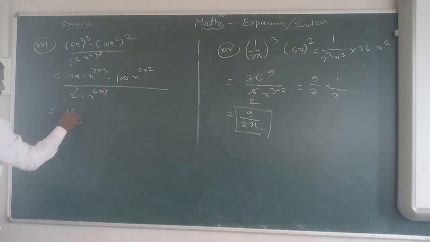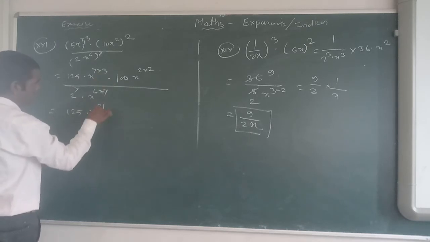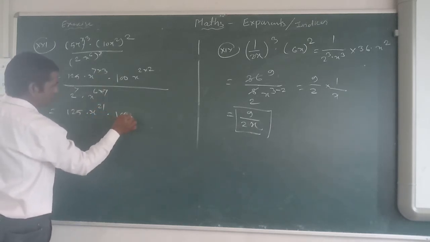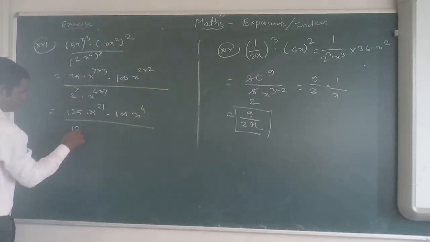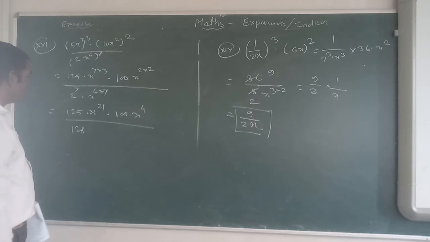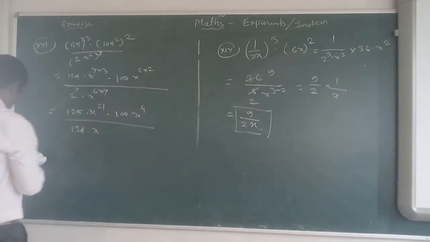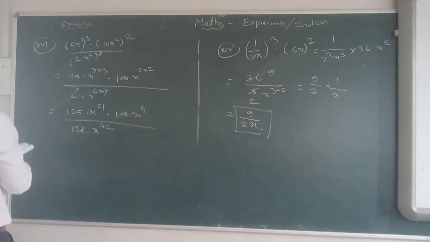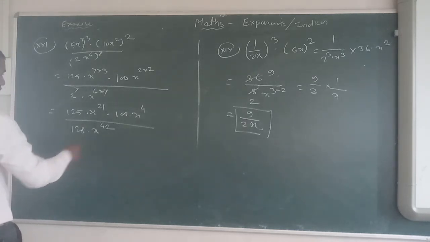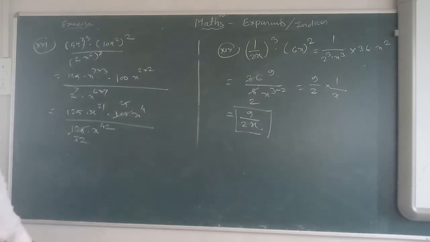Next is 125 into x raised to 7 times 3, which is 21, into 100 into x raised to 4, upon 2 raised to 7, which is 128, into x raised to 6 times 7, which is 42. So now what you can do? Divide by 4: 25 here, 32 there.